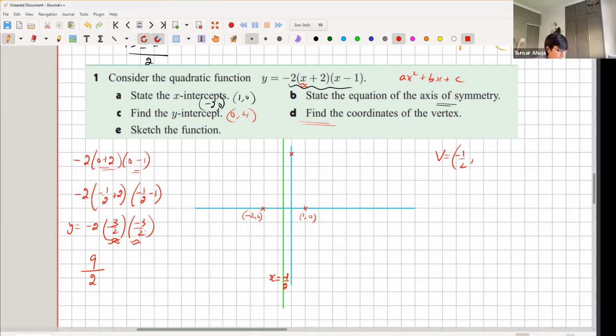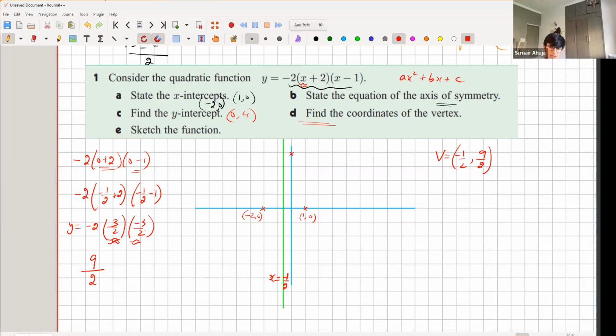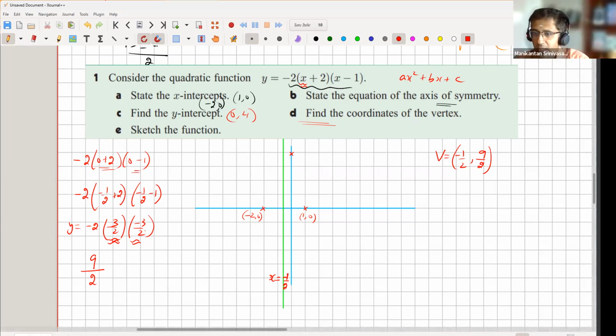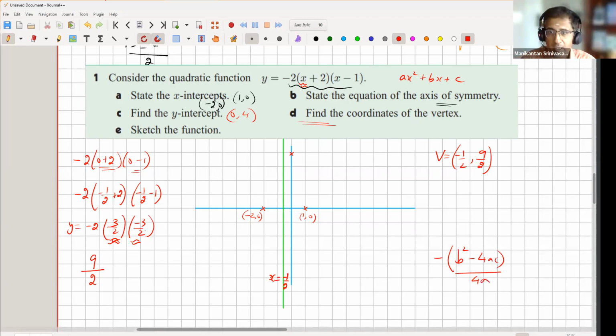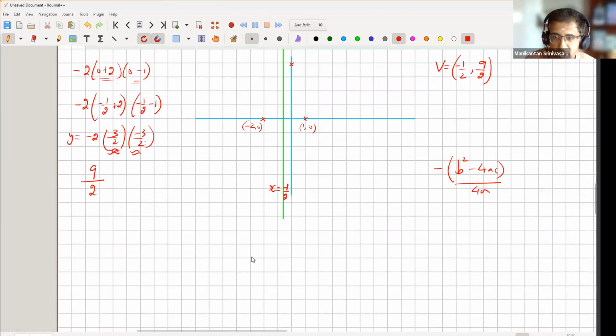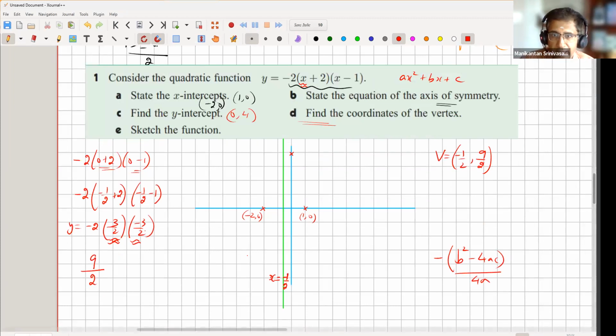Sorry, I used minus D, minus of b square minus 4ac upon 4a. That's correct, right? Minus of b square minus 4ac upon 4a. Minus D by 4a, but I wrote D. Yeah, that's okay. Fine. Let's check that also, right? For which we'll have to expand this out and write it as ax squared plus bx plus c.